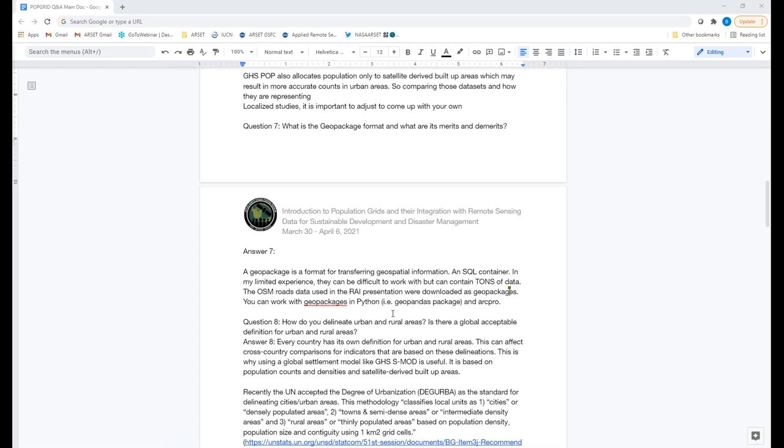I found it was a little bit difficult to work with, but they can contain tons of data and tons of information, which is really great. And I just added that you can work with them in Python using the GeoPandas package. So that can also help in making it easier to work with.